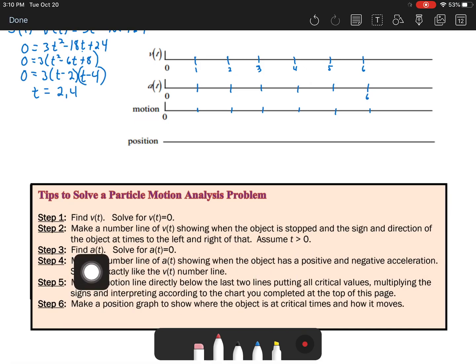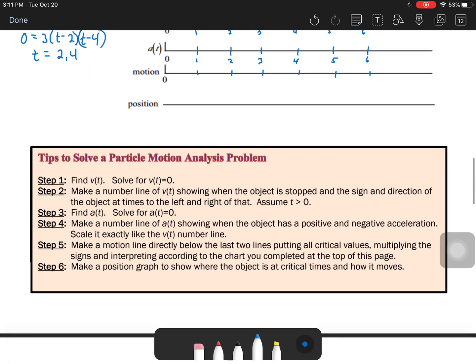Then also find an acceleration function by taking the derivative again. Set that equal to 0 to see where the acceleration is changing from positive to negative. We're going to make a number line and show when the object has positive and negative acceleration, and scale it exactly the same. That's what I have set up here. I didn't rewrite these numbers, but this would be the same time frame.